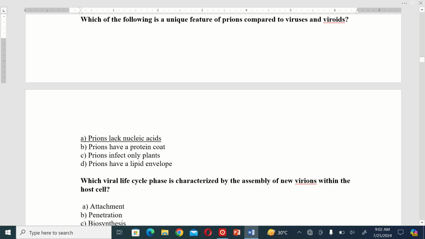The next MCQ is: which of the following is a unique feature of prions compared to viruses and viroids? A. Prions lack nucleic acid. B. Prions have a protein coat. C. Prions infect only plants. D. Prions have a lipid envelope. So the correct option is A.